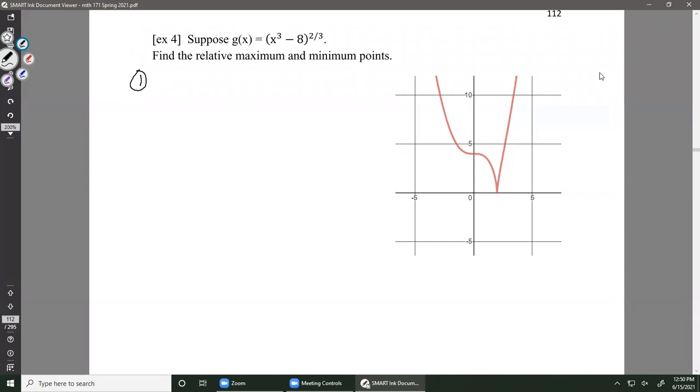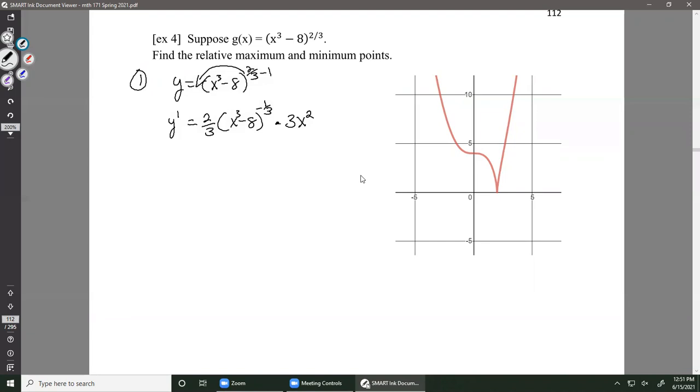So we have y equals (x cubed minus 8) to the 2/3. That 2/3 drops down. So y prime, we get 2/3 times (x cubed minus 8), the inside stays the same, and then we have to subtract 1 off of it. So 2/3 minus 1 is negative 1/3. Be careful with that. But that's the derivative of the outside.